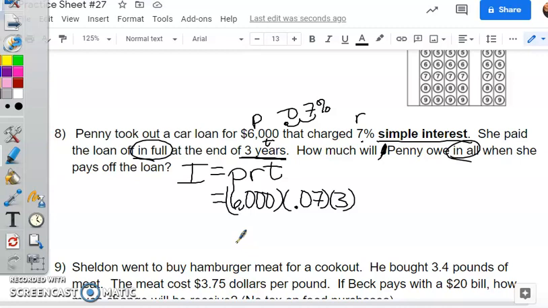But my answer is not asking for interest. It's asking for in all. So whatever I do, I'm going to multiply these 3 numbers, and then I'm going to add it to $6,000, okay? I'm going to put decimal 00 just in case there is a decimal, okay?